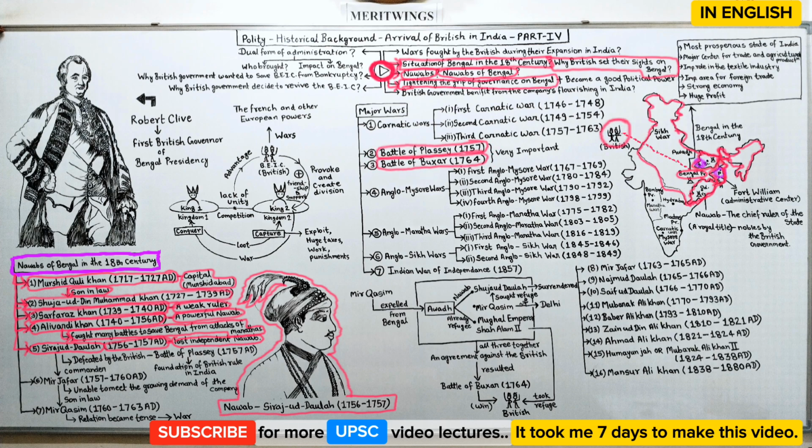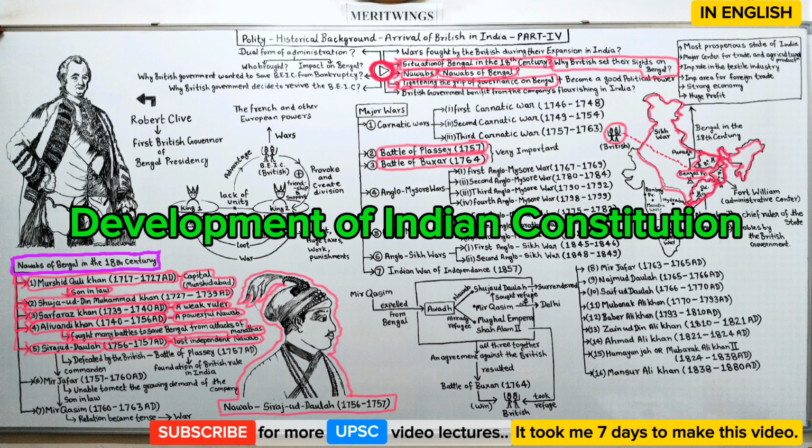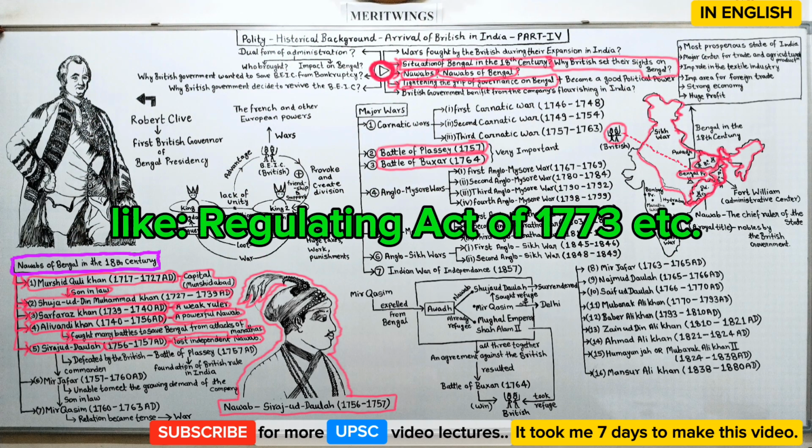Okay? After the British won the Battle of Plassey in 1757 and the Battle of Buxar in 1764, the British East India Company tightened its grip of governance on Bengal. In order to keep this rule in its favor, the British government passed several acts one after the other from time to time, which became the steps in the development of the Indian Constitution, like Regulating Act of 1773, etc.